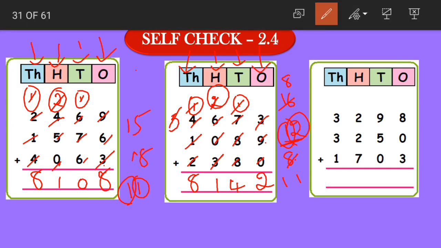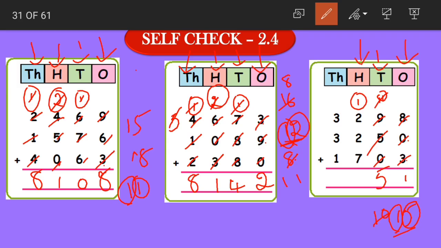Moving on to the third question. In the ones place we have 8, 0, 3. 8 plus 0 becomes 8. Again 8 plus 3 becomes 11. 1 here and the other one carried. In the tens place we have 1 plus 9, 10. 10 plus 5 becomes 15. 15 plus 0 becomes 15 only. So 5 which is in ones place will be written here. 1 which is in tens place will be carried.